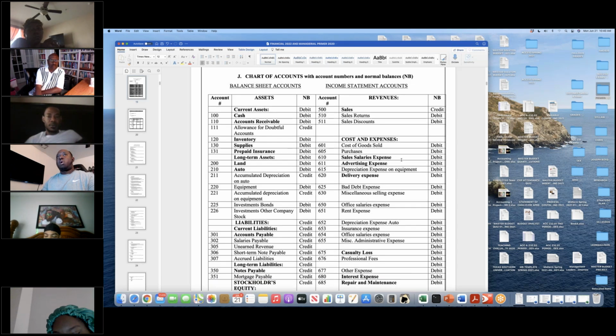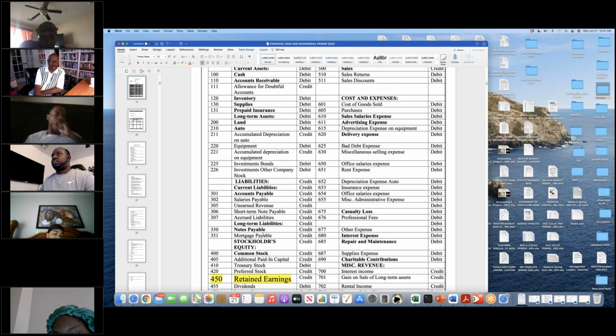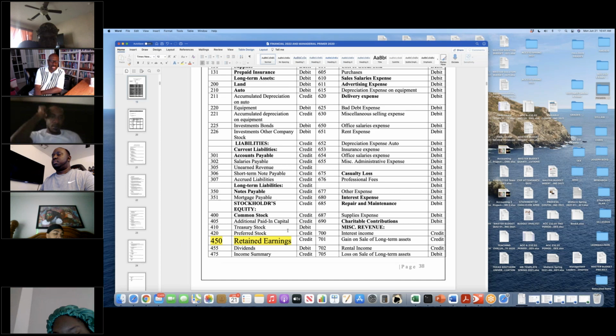Now, notice that A students will have current assets and long-term assets. That's right here in the chart of accounts. You're just making that separation now. Current assets, long-term assets. Current liabilities, long-term liabilities. And then the stockholders' equity. And remember, the balance sheet stops at retained earnings, even though dividends and income summary are on this left side.